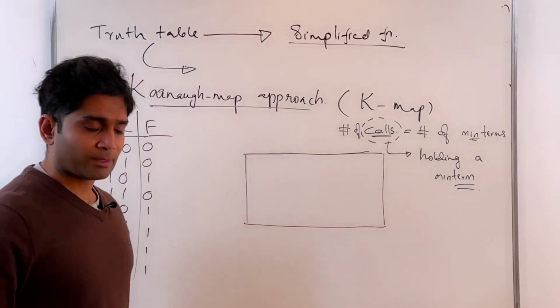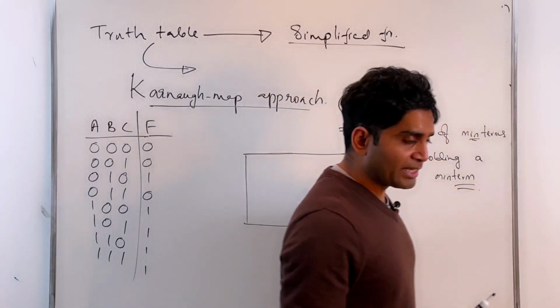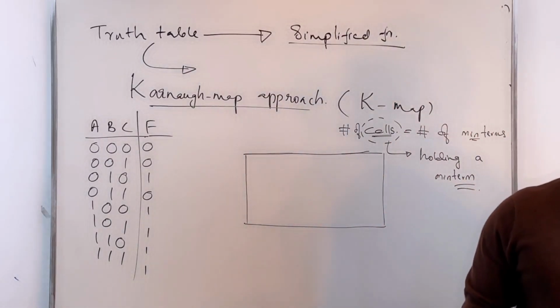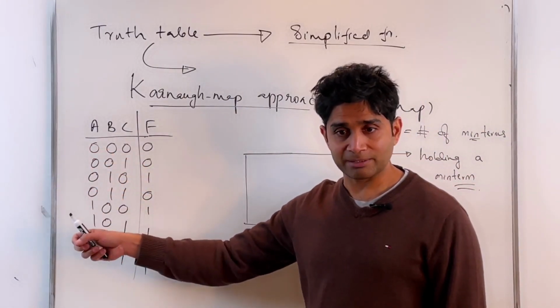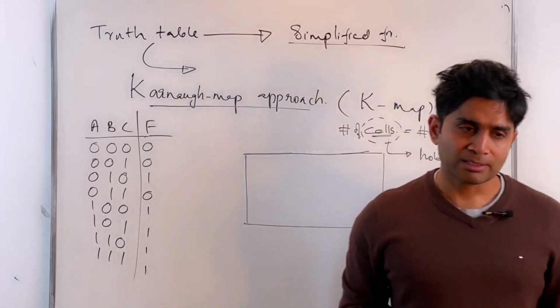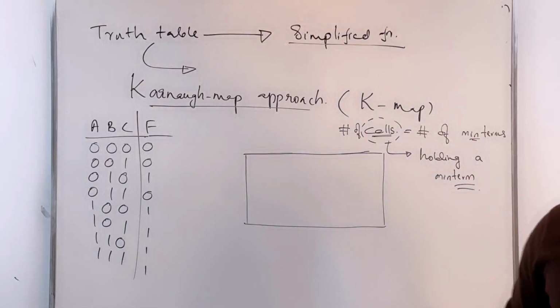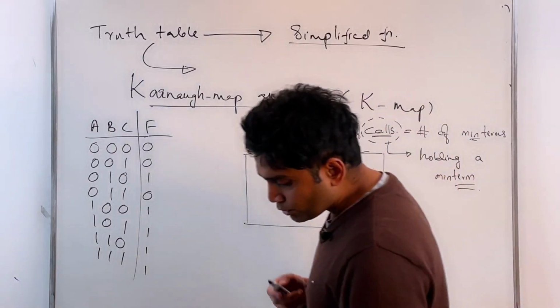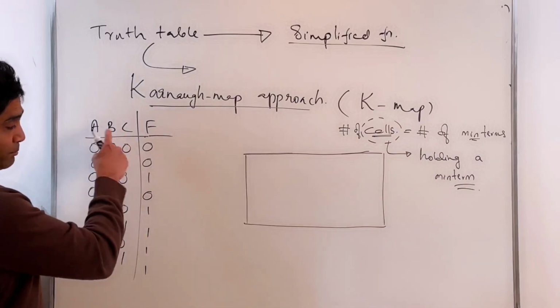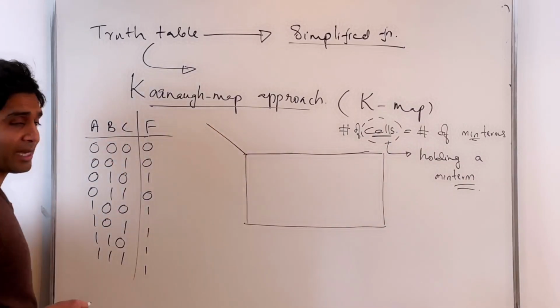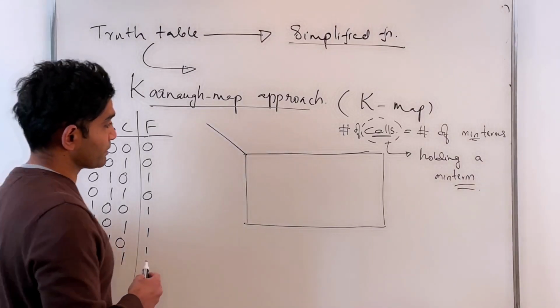Now, when I'm looking at a 3-input function, I have 8 minterms, right? I have 8 input combinations. That means I have 8 minterms, because each input combination will have its own unique minterm. So if I want to draw a K-map corresponding to this function, which has 3 inputs, then I would have 8 minterms, 8 cells associated with that.